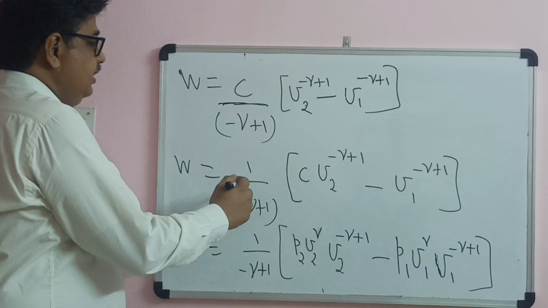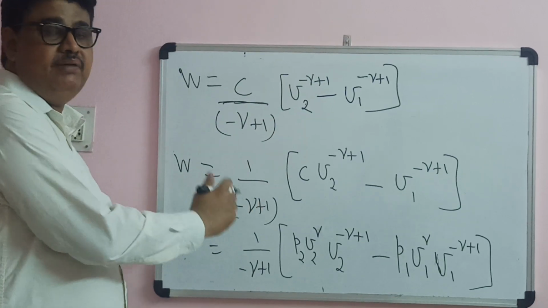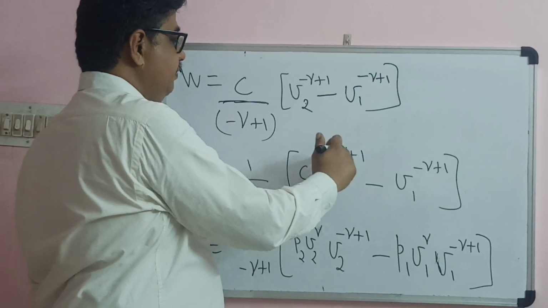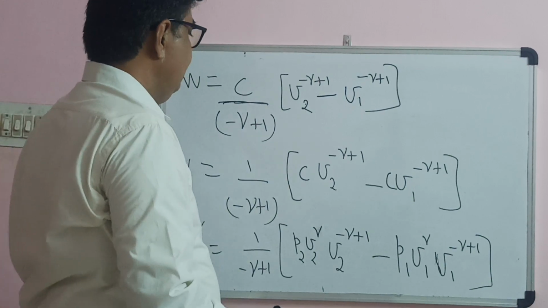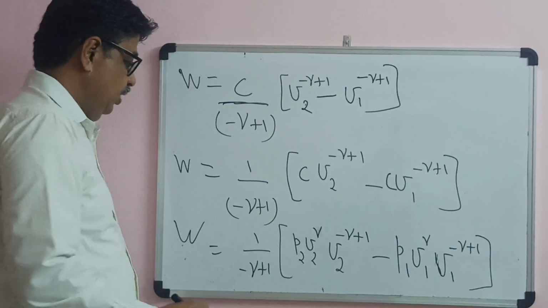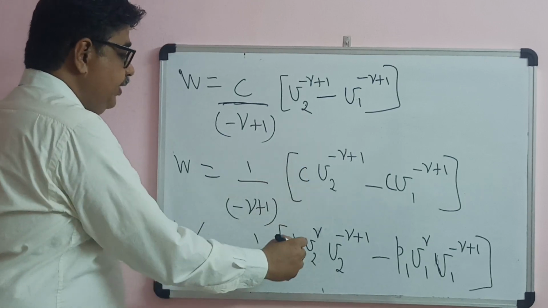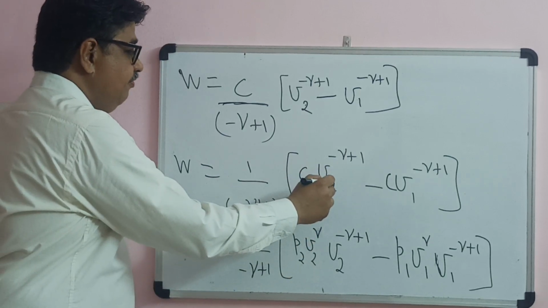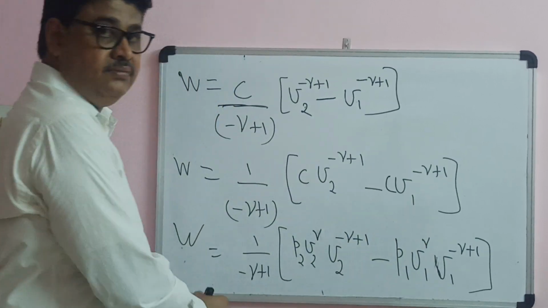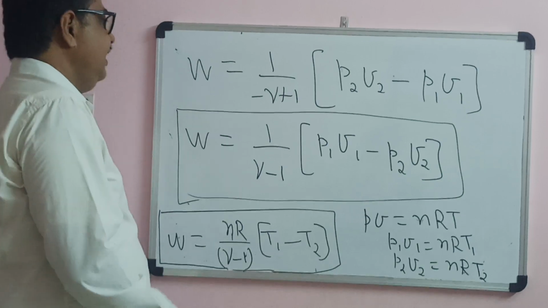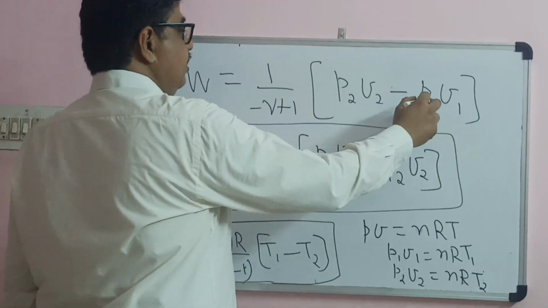So here you multiply this C inside. So it becomes 1 by minus gamma plus 1 into C into V2 power minus gamma plus 1, minus C into V1 power minus gamma plus 1. So here you substitute, next step. Substitute P2 V2 power gamma here, for C with V2, therefore P2 V2 power gamma. Again here P1 V1 power gamma. Work done by the gas is equal to 1 by minus gamma plus 1 into P2 V2 minus P1 V1.